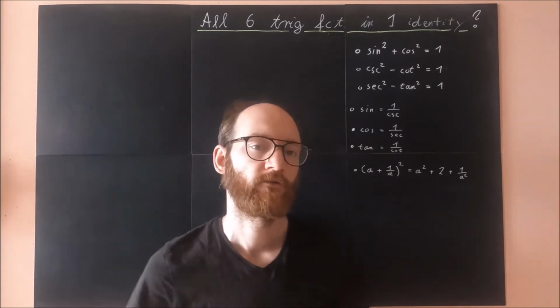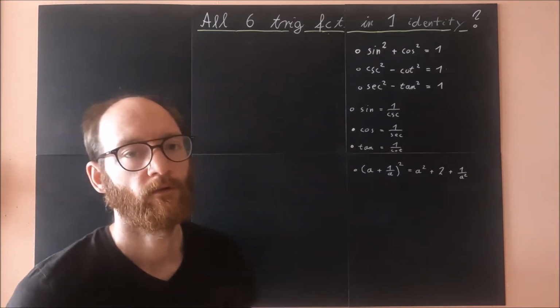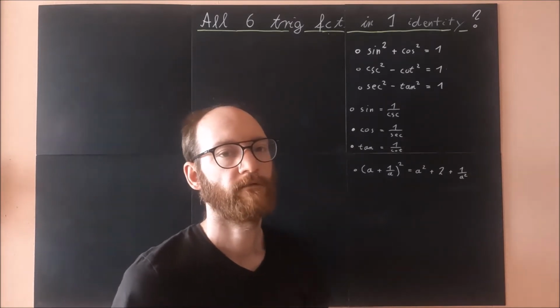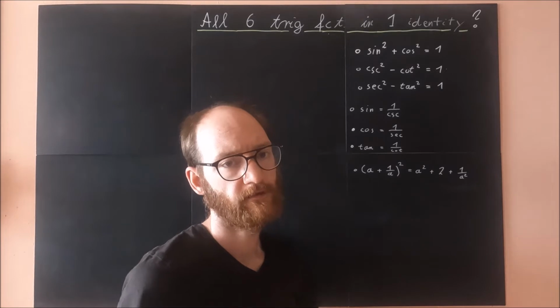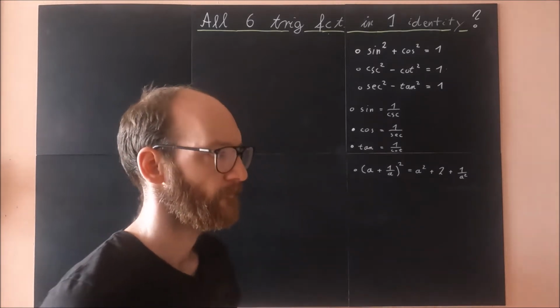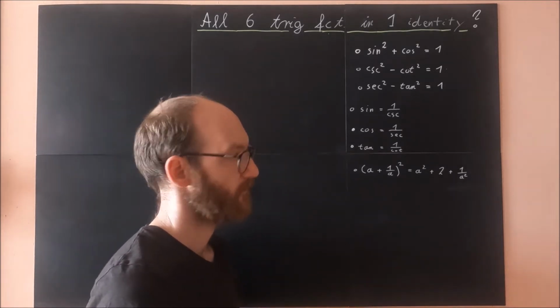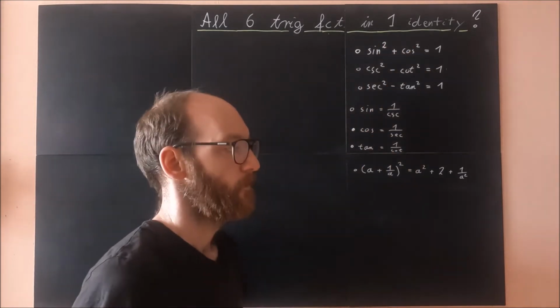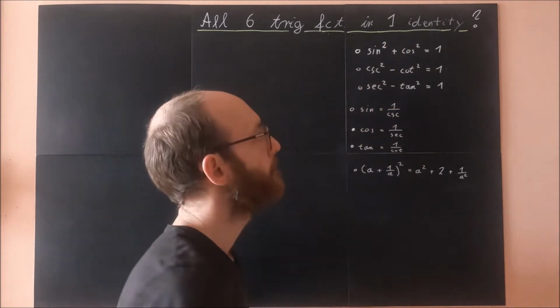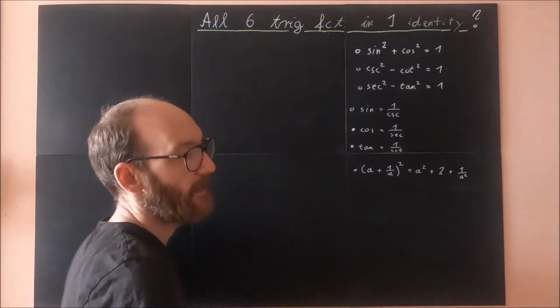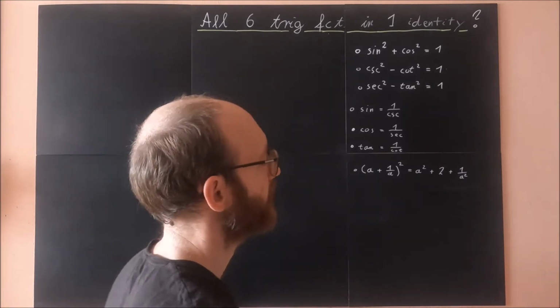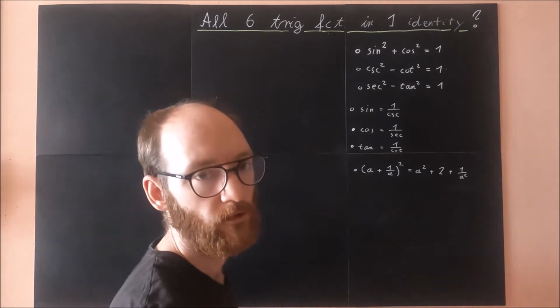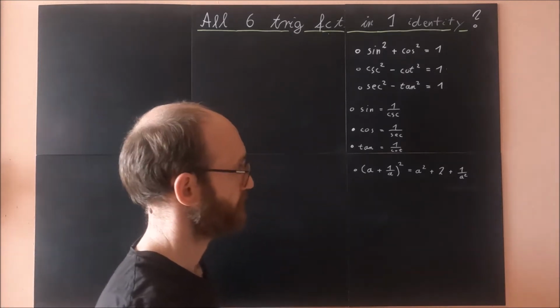Today we will answer the question if we can write all 6 trig functions in one identity, like a combination of all these 6 functions equals a constant, for example. And yeah, the answer is yes, and I want to show how we can derive this.